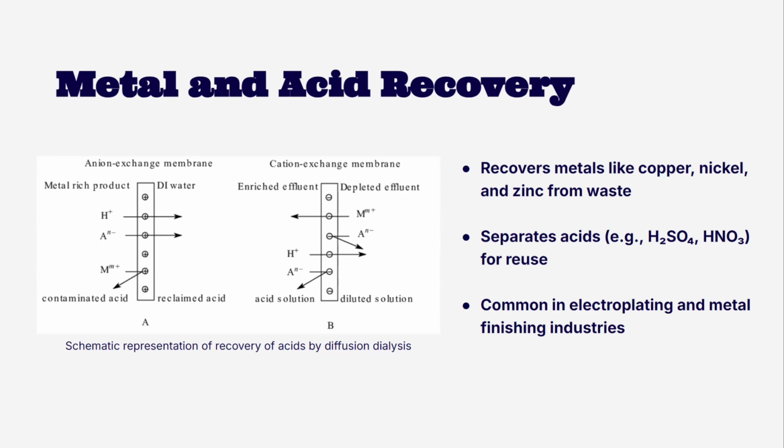Looking more to the figure, the schematic represents the recovery of acids through diffusion dialysis, highlighting the use of anion exchange membranes to separate and reclaim acids from industrial effluents containing dissolved metals. It is particularly relevant to processes in electroplating and metal finishing industries.